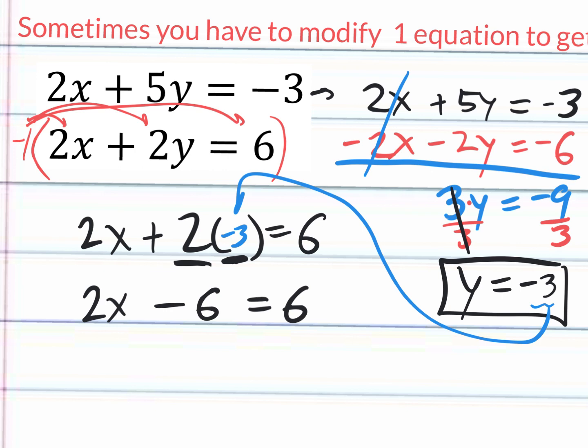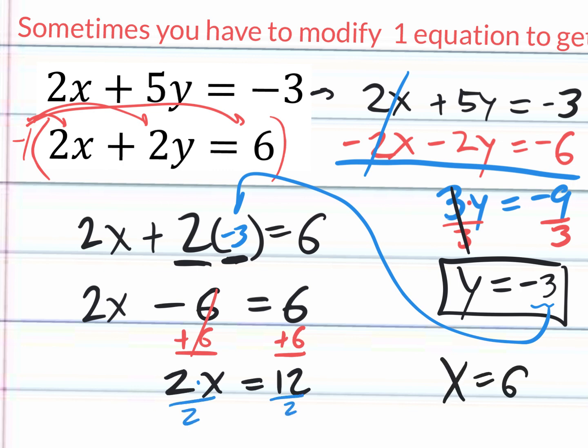Now I have a simple two-step equation right here. I need to solve it. I need to get rid of the 2 and the -6. Which one do I get rid of first? -6 by doing the opposite, +6. And when you do something to one side of the equal sign, you must do it to the other side of the equal sign. So what we have now is 2x equaling 12. And for my last step, I would divide by 2, giving me x equals 6.